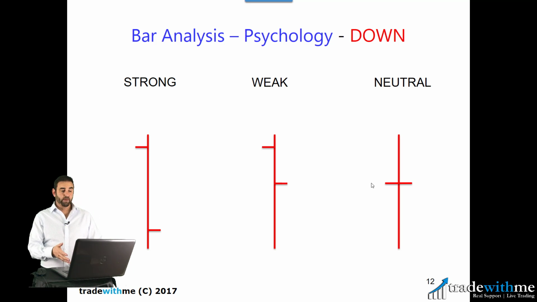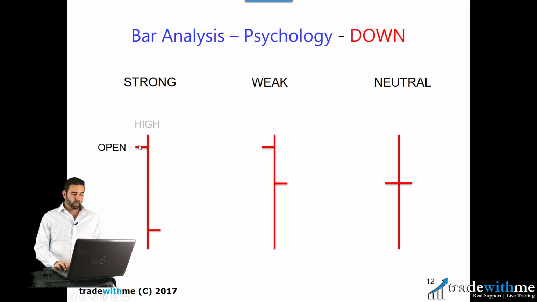Okay, now in the next example, we have a down scenario. So we have strong, weak, and neutral again. We have the open, we have the high, we have the low, and we have the close. In this case, we opened high and closed low, which indicates strength on the downside. So that is good if you're looking at going short or trying to profit from the market going down.